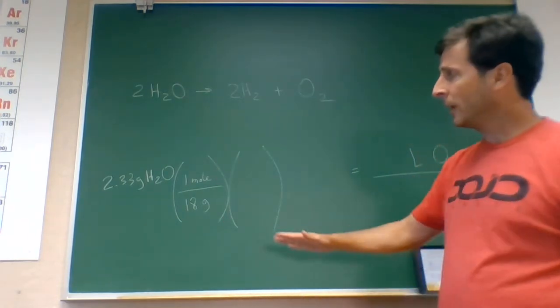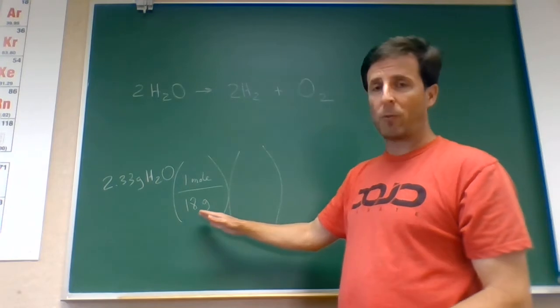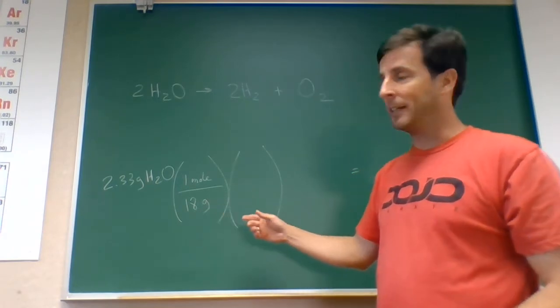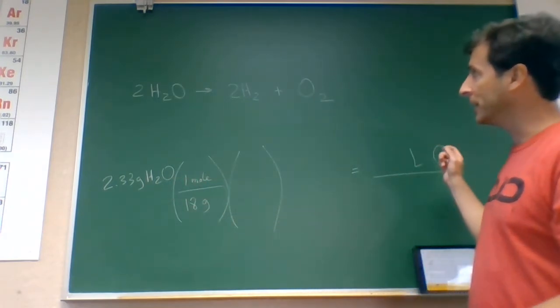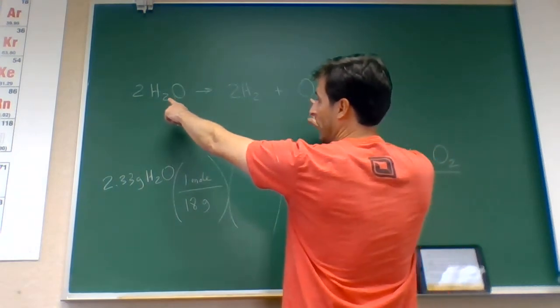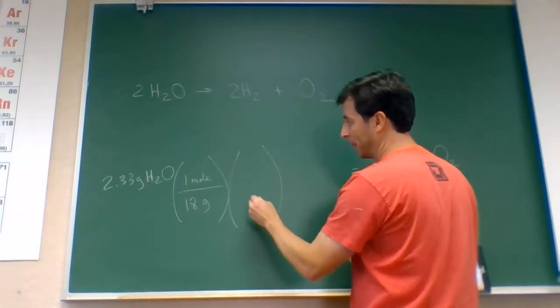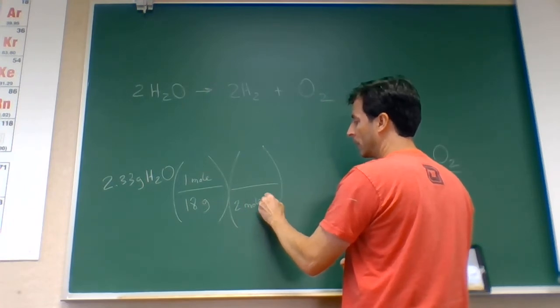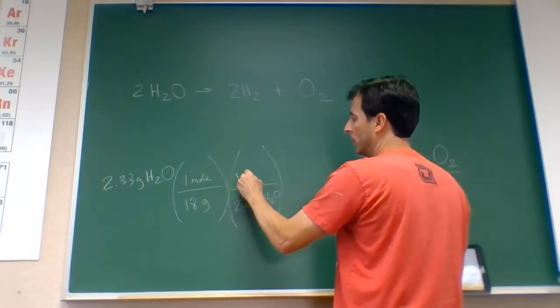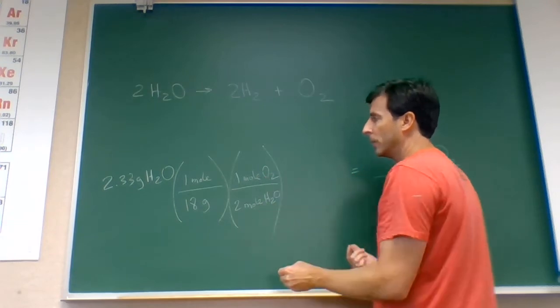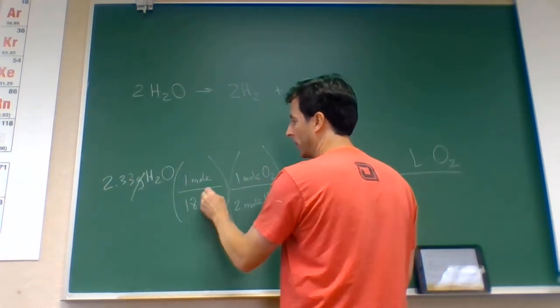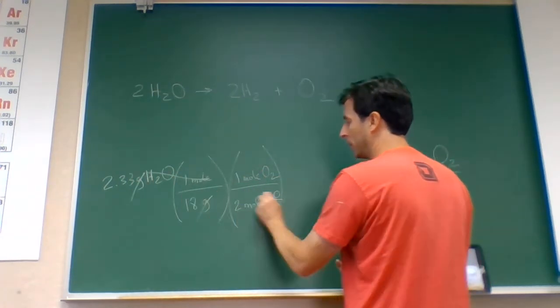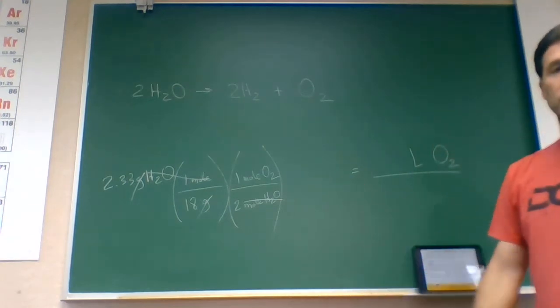So, first step changes me to moles of water. Second step, I need to switch out from water to oxygen. That's going to be my 2-to-1 ratio. The one I'm starting with goes to the bottom. So it's going to be 2 moles of H2O to 1 mole of O2. So grams cancel grams, moles of water cancel moles of water. So now I have moles of O2.